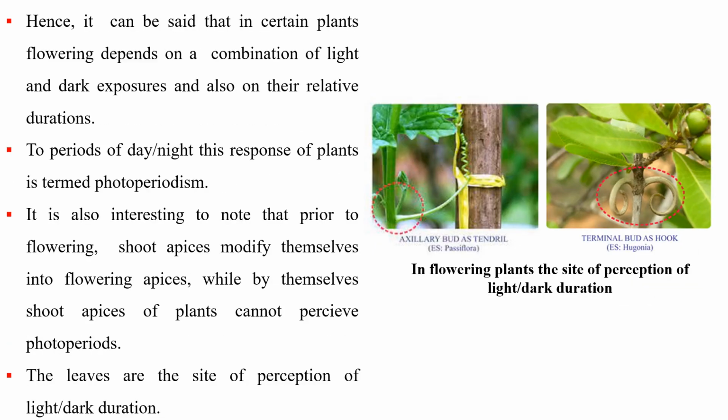Hence, it can be said that in certain plants, flowering depends on a combination of light and dark exposures and also on their relative durations. This response of plants to periods of day or night is termed photoperiodism. It is also interesting to note that prior to flowering, shoot apices modify themselves into flowering apices, while by themselves shoot apices of plants cannot perceive photoperiods. The leaves are the site of perception of light or dark duration.